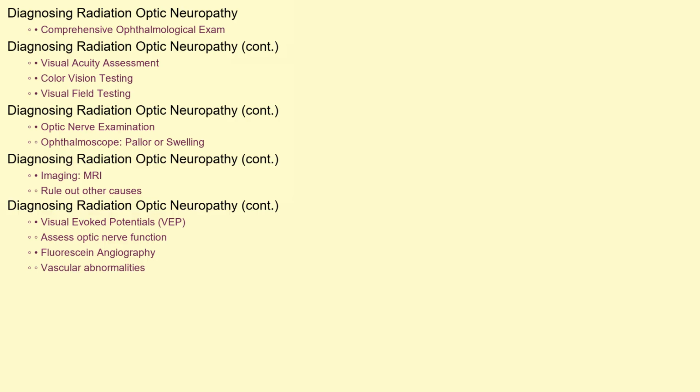Diagnosing radiation optic neuropathy requires a comprehensive ophthalmological examination. This includes assessing visual acuity, color vision, and visual fields. An examination of the optic nerve using an ophthalmoscope can reveal pallor or swelling. Imaging techniques such as magnetic resonance imaging, or MRI, are crucial to rule out other causes of optic neuropathy, such as tumor recurrence or compression. Visual evoked potentials, or VEP, can also be helpful in assessing the function of the optic nerve. Fluorescein angiography can reveal vascular abnormalities in the optic nerve and retina.